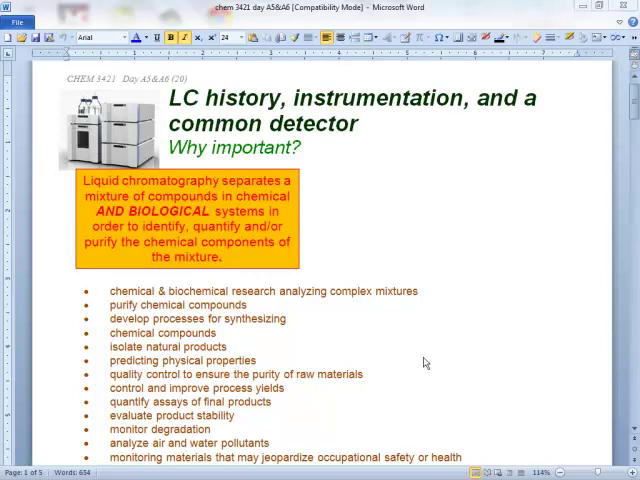LC. Well, what the heck is LC? What's that? Liquid chromatography. Yeah, liquid chromatography.